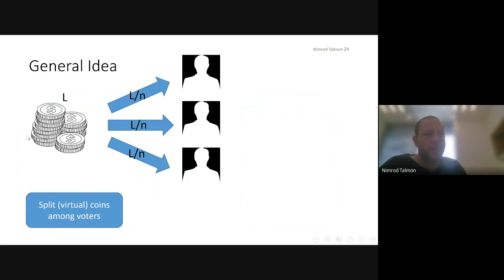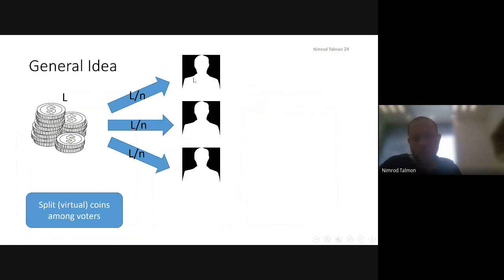So let's say that the total budget limit is L. In the example of Paris, last year it was 100 million euros. So L is 100 million euros. And now if you have, let's say, 1 million voters, then intuitively each one of the voters controls L over N of the total budget. So each one of these million voters should control 100 million over 1 million, which is just 100.